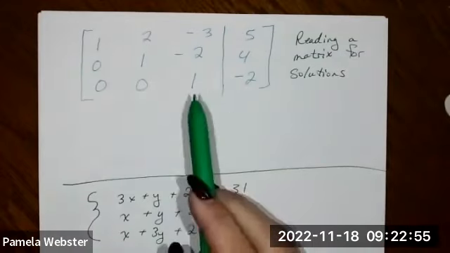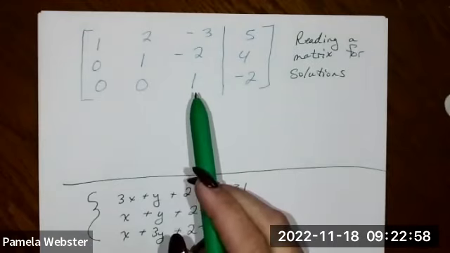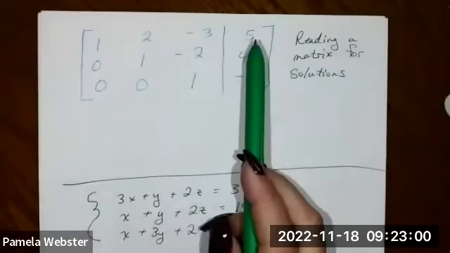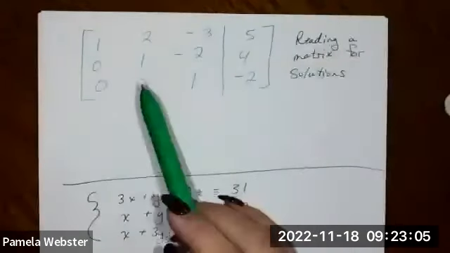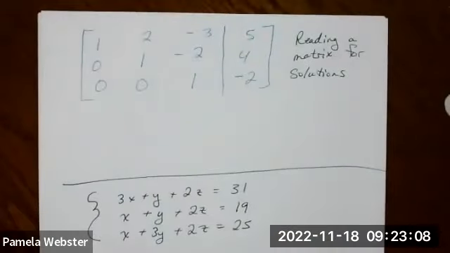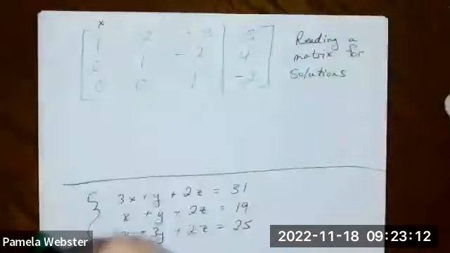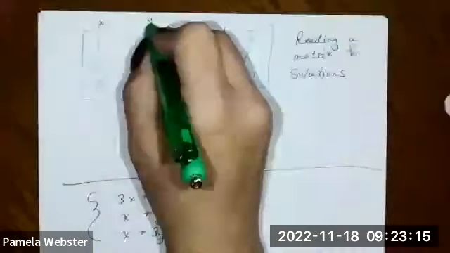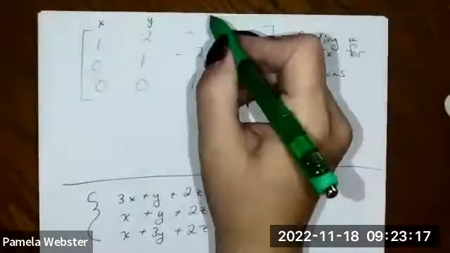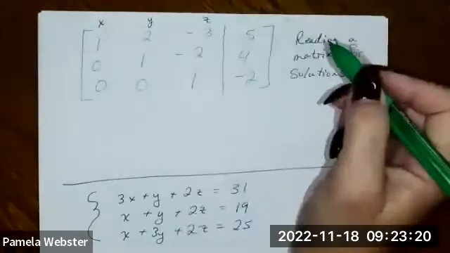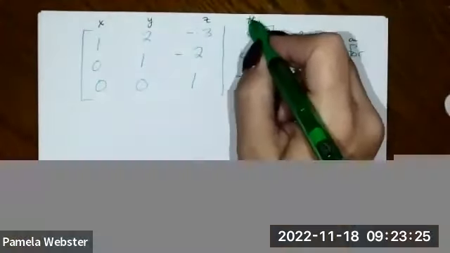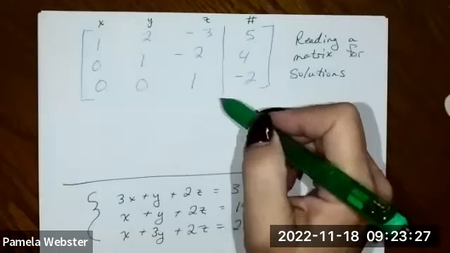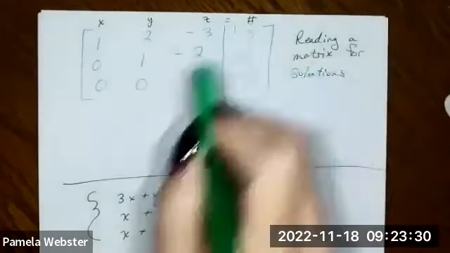So this is the matrix as we finished it up from class the other day. 1, 2, -3, 5 across the top row, 0, 1, -2, 4, and then 0, 0, 1, -2. I want to make sure everybody remembers that the first column represents my x's. The second column represents my y's, and the third column represents my z's. And then this column over here by itself, that's your answers. So they're on the other side. This vertical bar tells me they're on the other side of the equals, right?